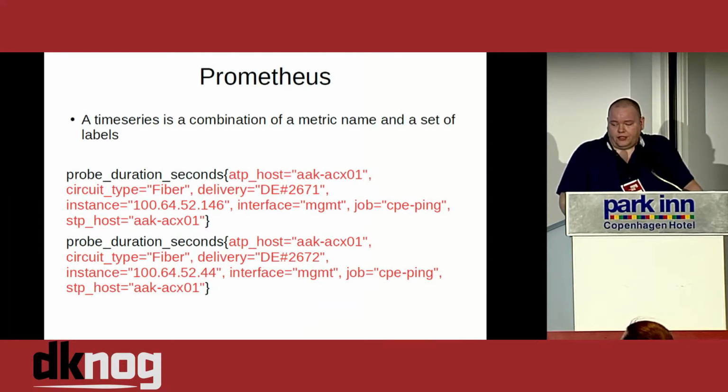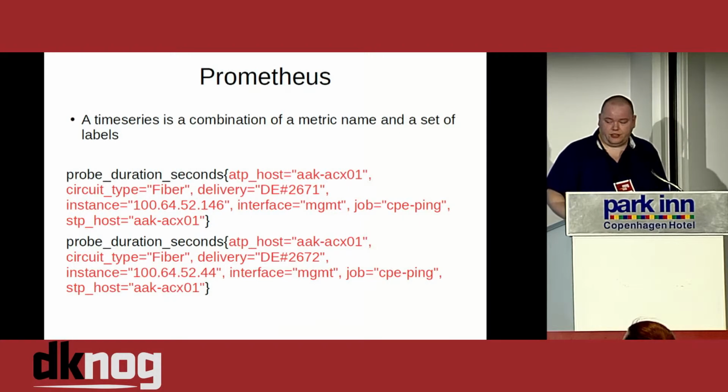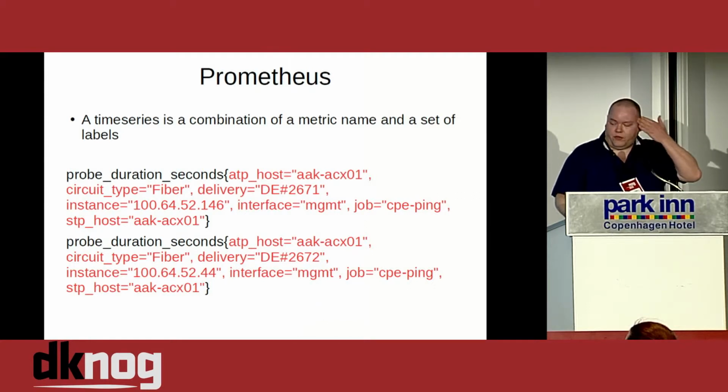So a time series is a combination of a metric name, in this case probe duration seconds, and a set of labels. This is from our monitoring at work, and the stuff in red is the labels we've added to this job. This is a CPE ping job, so it's basically a customer's equipment being pinged. And the labels identify stuff like which circuit type is it, and which layer 2 host device and which layer 3 device is it being terminated on. And all this, we can use later to, for example, easily make a graph for only one switch or one router to see trends across equipment and stuff like that.